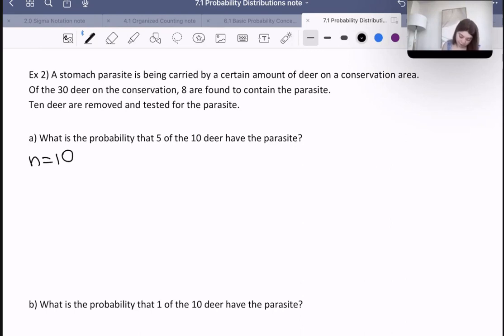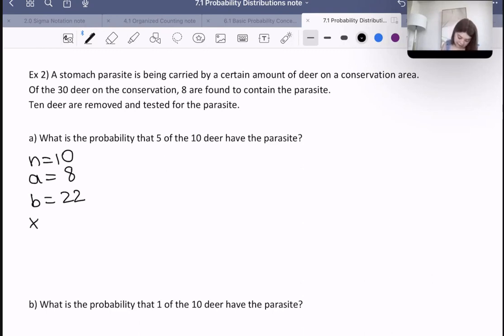What about our possible successes? Well, there's going to be 8, right? There's 8 that contain the parasite. So therefore, it's impossible, for example, for all 10 of the deer or 9 of the deer that we chose to have the parasite, because only 8 in the total population do. Then what about B? B is the other 22 deer that don't have the parasite.